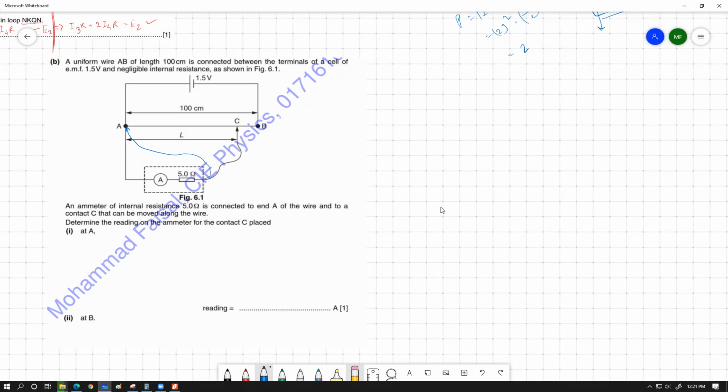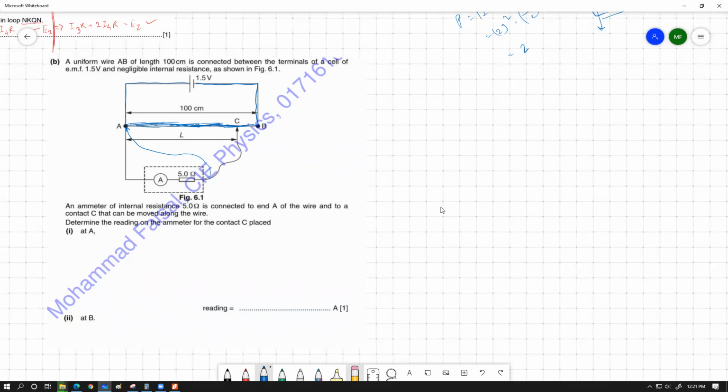Sir, 1.5. How come 1.5? The circuit is this much big. The actual main circuit is this, and the horizontal wire is the resistance wire. This is the resistance wire through which 1.5 volt would be uniformly distributed.